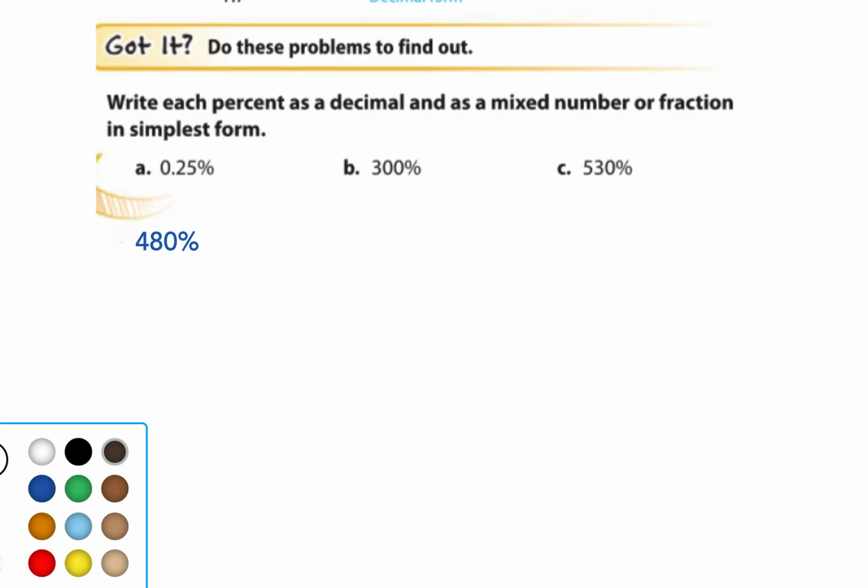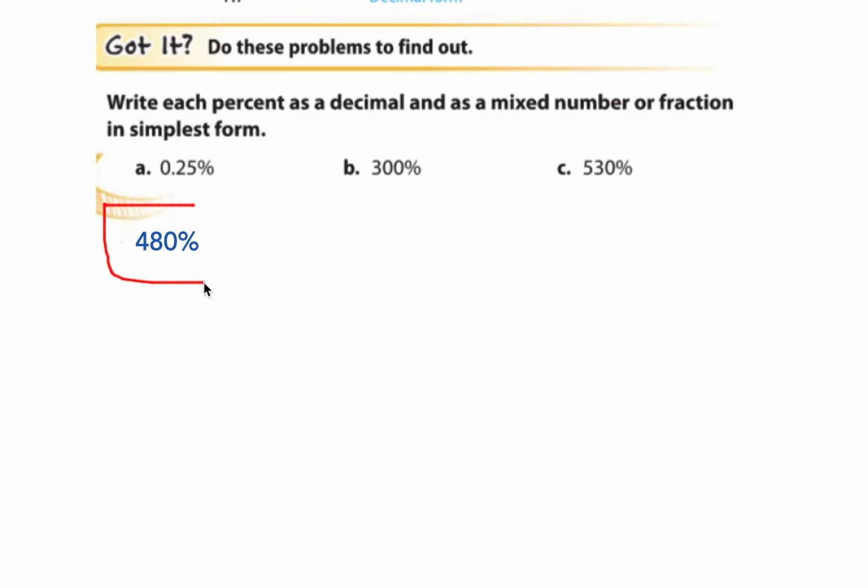Example, because I think it's important to note something about it. In this example, we're looking at this guy right here, 480%. Now it says write each percent as a decimal and as a mixed number or fraction in simplest form. So I need a decimal first, and then I need a mixed number. Now, I wanted to show this because there's a couple of things.